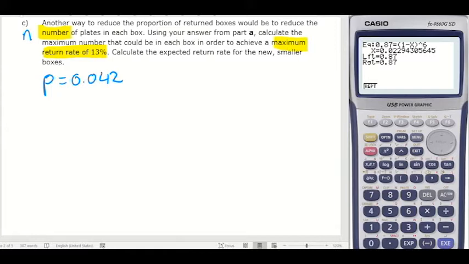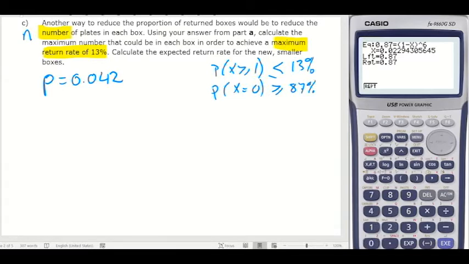So return rate, remember they're returning it if there's at least one broken plate in a box. So we're told that we want that return rate of at least one to be less than or equal to 13%, which means the opposite of having no broken plates in a box. We want that percentage to be at least 87%.